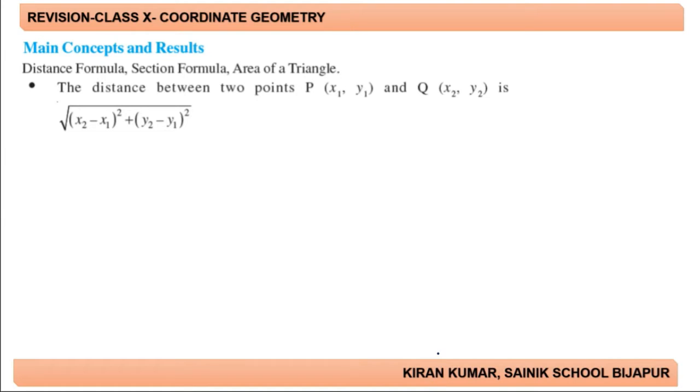The distance between 2 points P having coordinates x1, y1 and Q having coordinates x2, y2 is given by root of x2 minus x1 whole square plus y2 minus y1 whole square. This formula is called the distance formula.